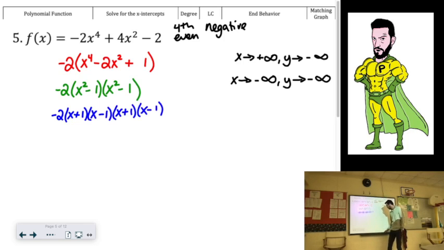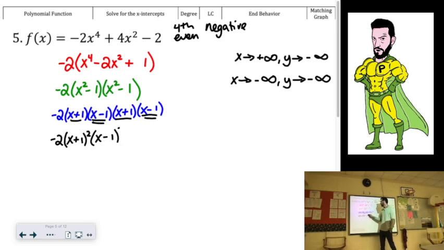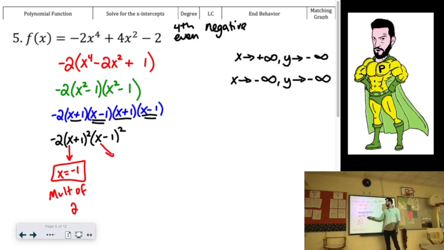Now if we were to clean it up, I have 2 of these x plus 1s. So I'm going to say x plus 1 squared. I have 2 of these x minus 1s. So I'm going to say x minus 1 squared. So when we're finding our zeros, over here, x plus 1, that means our zero would be negative 1. And this one was squared, so it has a multiplicity of 2. This one is x minus 1, which means our x would be positive 1. So this would also have a multiplicity of 2.